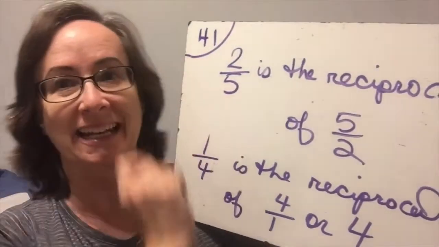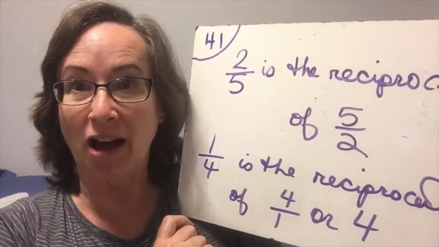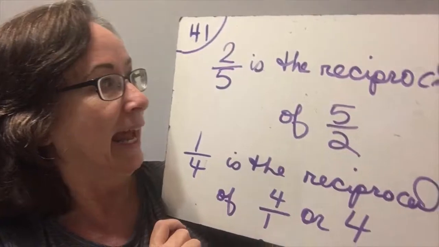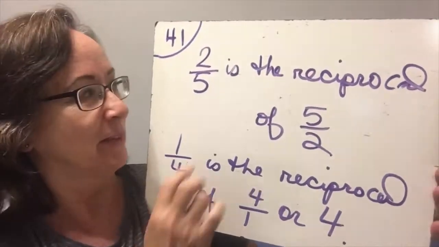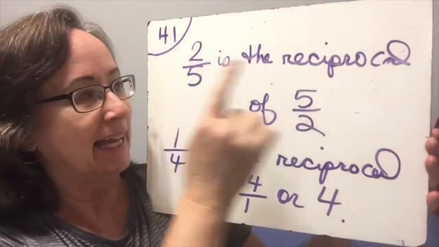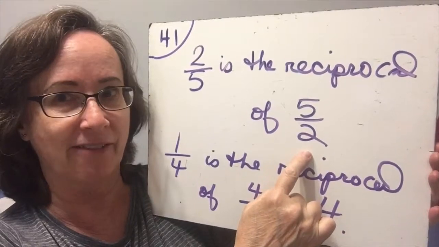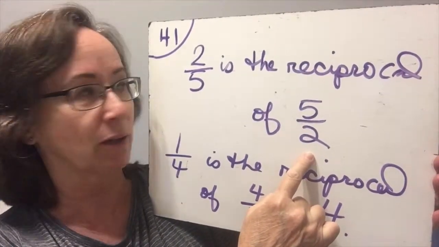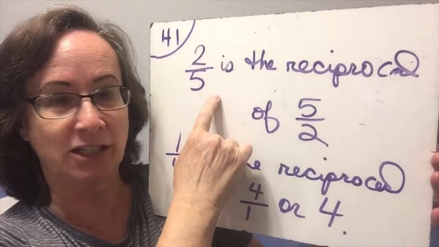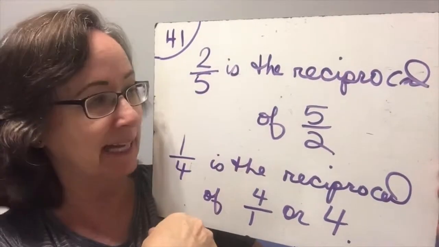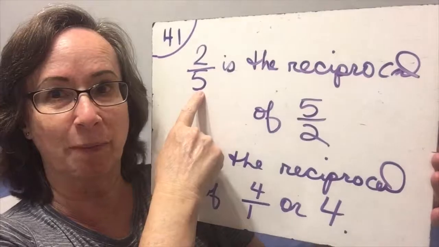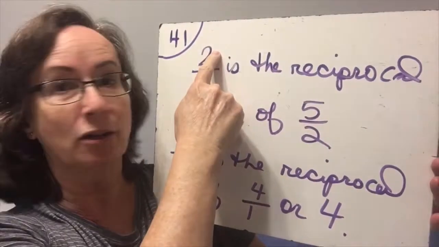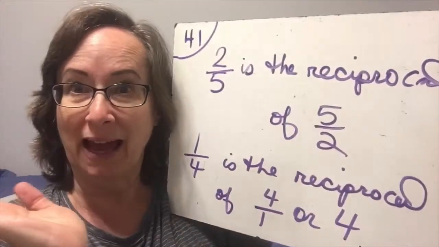And today we're doing lesson 41, which is all about reciprocals. And here we go. 2/5 is the reciprocal of 5/2. So what do we have to do to get a reciprocal? We just take the fraction and flip it upside down. The 5 went from the bottom to the top, and the 2 went from the top to the bottom. How easy is that?